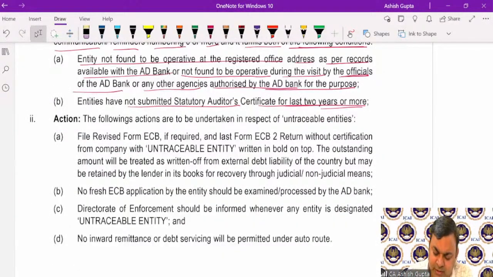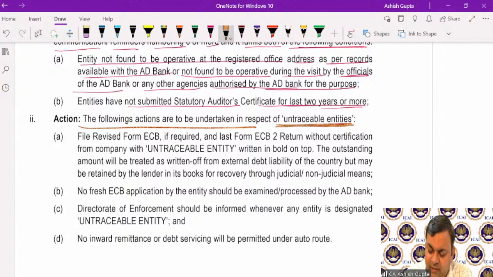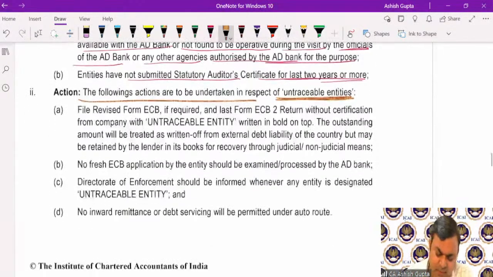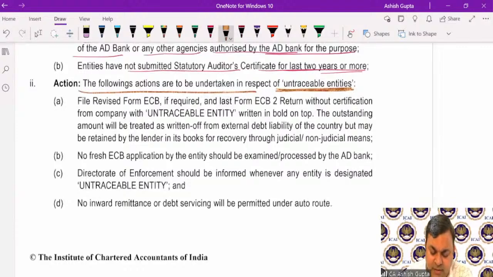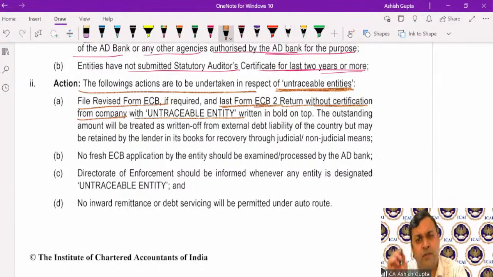The following actions are undertaken in respect of untraceable entities. Now, what will they do for these untraceable entities? File revised form ECB 2, if required. And the last form ECB 2 return is filed without certification from the company, with 'untraceable entity' written in bold at the top, right? You need to mention that untraceable entity on the top of the letter.